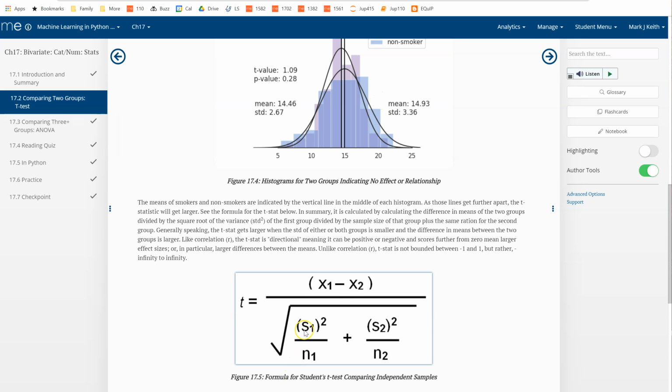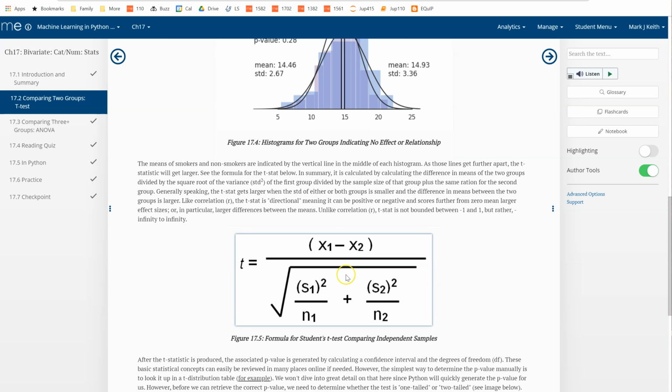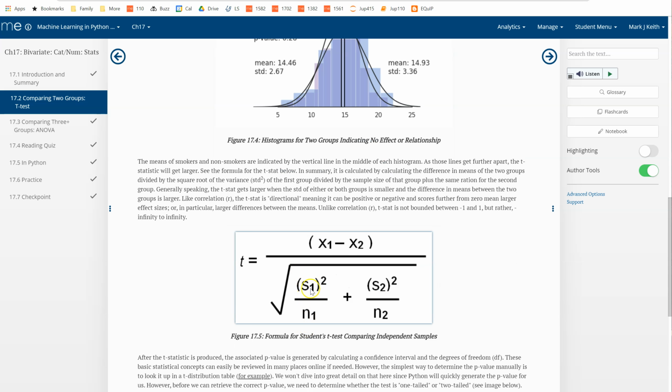Well, let's look at the variance of both of them in the original scale. The variance is the difference between the value and the mean, and that's this standard deviation squared here. We divide that by, or normalize it by, the number of cases in each sample. It could be that there are far more non-smokers in our data set than smokers, so we don't want to overweight smokers in that case. So we divide each of these variances by the number of cases in smokers versus non-smokers.